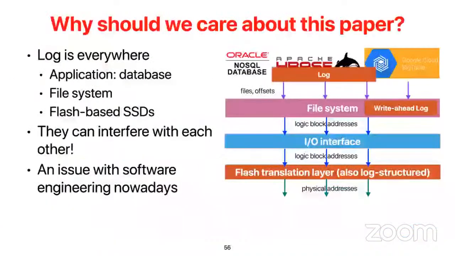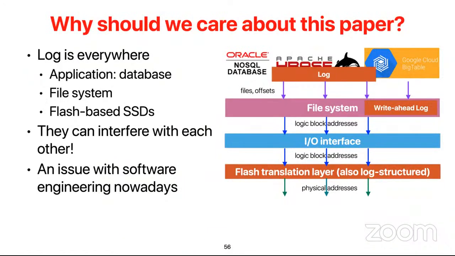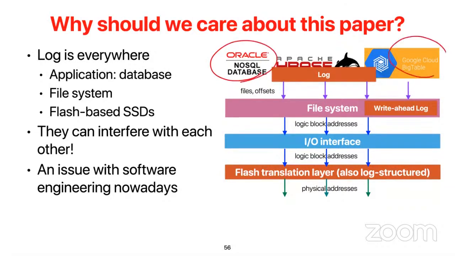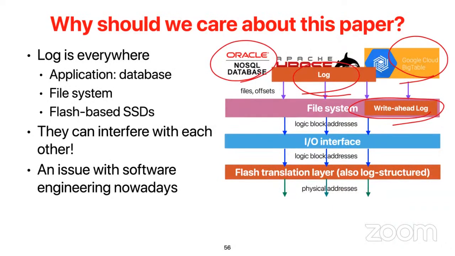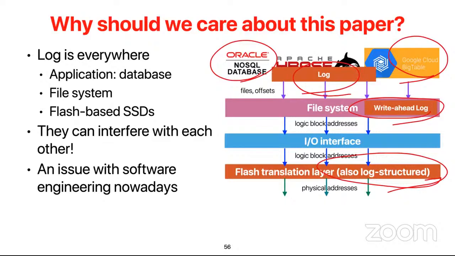But as we mentioned, log is such a good idea that it is actually everywhere in your system. If you are familiar with databases, no matter what kind of database system you are using, the NoSQL database, Bigtable, or even conventional SQL databases, they all have something called a log to record all the transactions. In a file system, as we just mentioned, if you are using ext file systems, you have write-ahead logging. And the flash translation layer is also log-structured. So if you are running a database system on a computer, you are going to have triple layers of logs. So what happens if you have triple layers of logs?